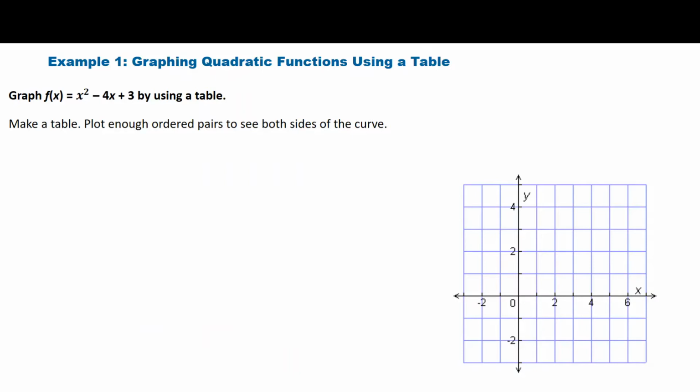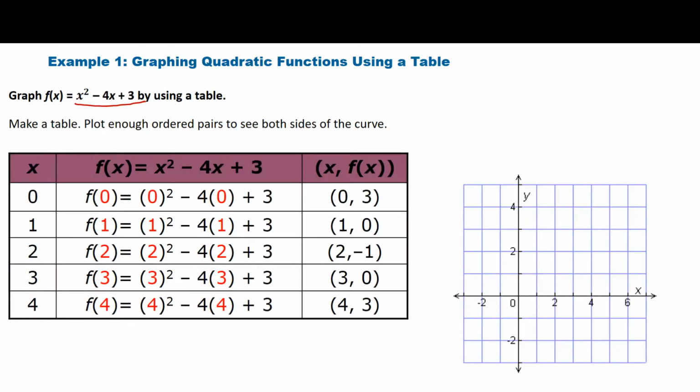Try this example. It says, make a table and plot enough ordered pairs to see both sides of the curve. We're going to use x squared minus 4x plus 3. First of all, we're going to make a table, and I've already made it for you, so let's take a look at that. We choose some x values and fill them into our equation. When x is 0, it's 0 squared minus 4 times 0 plus 3. So when x is 0, y is 3. So we just have to plot that.